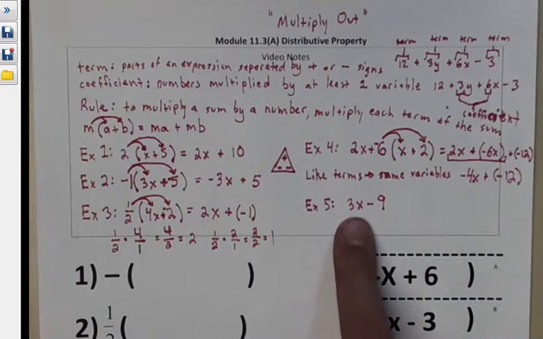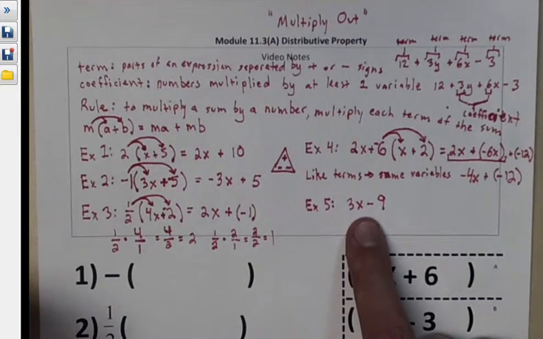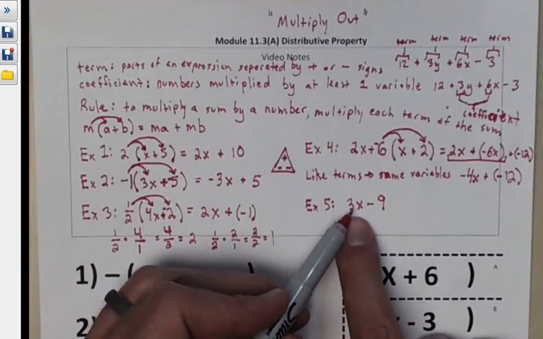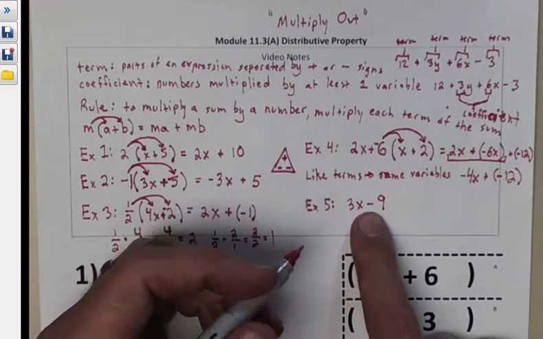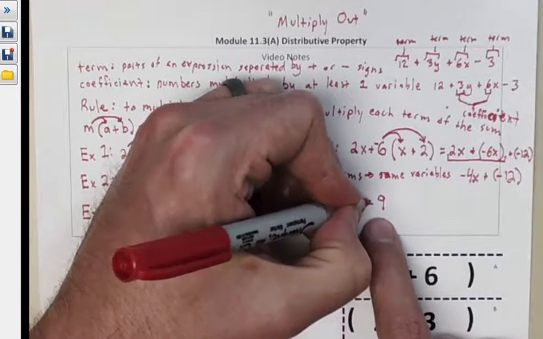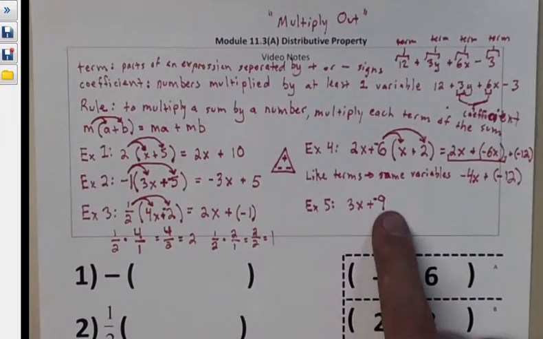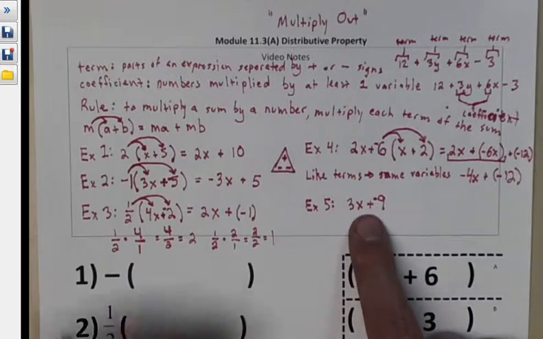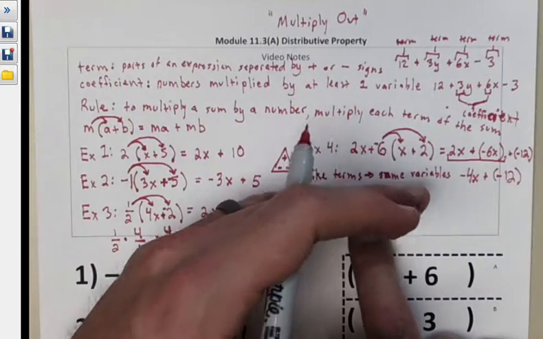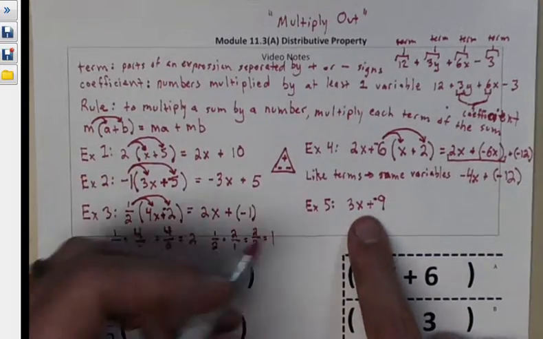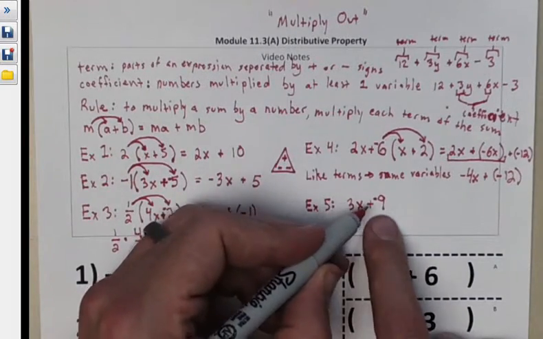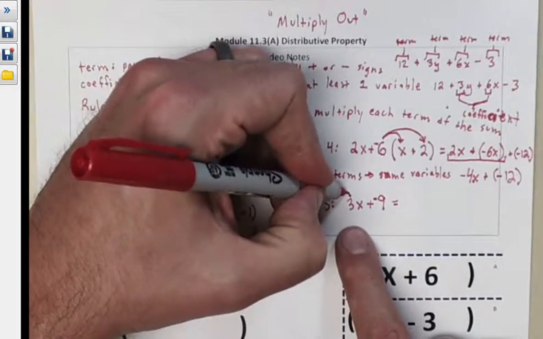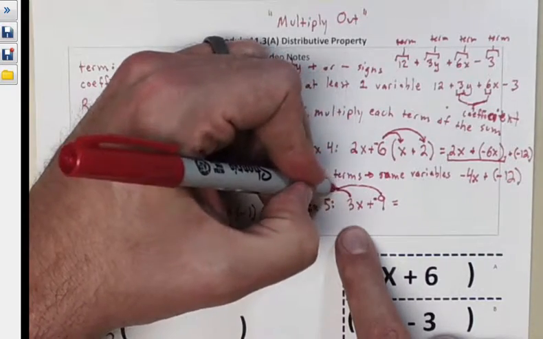Alright, now the last example. Example 5. Now we're going to do the opposite of what we were doing earlier. Earlier we were multiplying out. But in this case, we've got 2 terms, 3x and the minus 9. Now remember, we're going to change this to a plus and negative. Okay, but both terms share a common factor of 3. Both of them are divisible by 3. So what I can do is the opposite. Instead of multiplying out, I'm going to divide the other direction. So I can factor out a 3, since 3 and 9 share a common factor of 3.